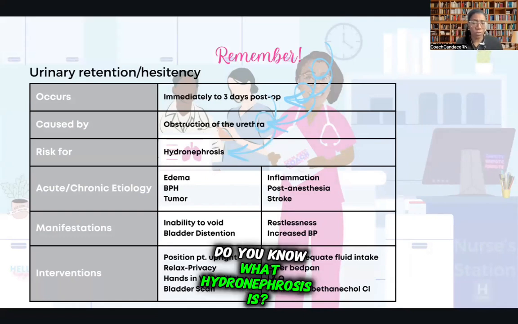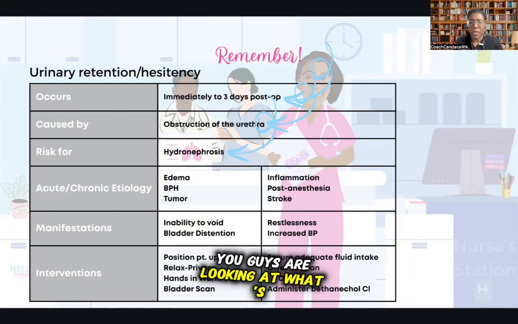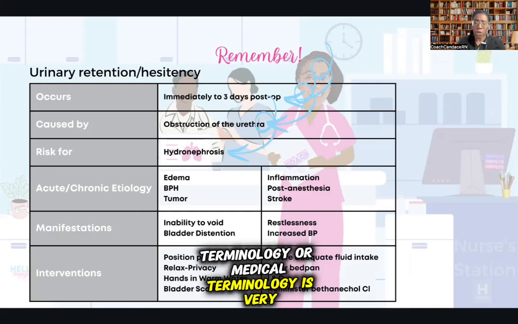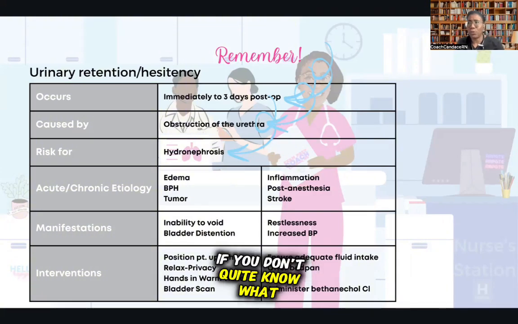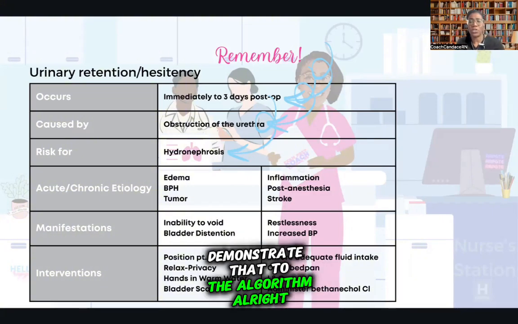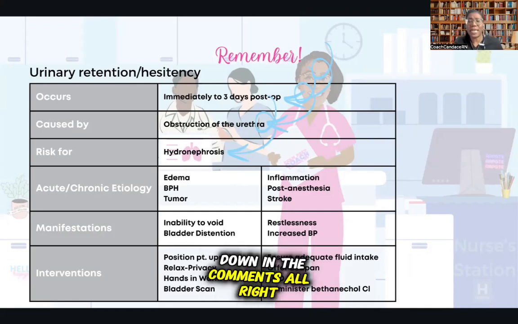Do you know what hydronephrosis is? I don't have time to go over every single concept here, but I want to know that you guys are looking at what's most important about the information that you see. All right. Terminology or medical terminology is very important for NCLEX. If you don't quite know what a term is, it puts you at a bit of a disadvantage for being able to answer those more difficult questions, the ones that you get more bang for your buck with, the ones where you get to finish the test early because you knew what that term meant and you were able to demonstrate that to the algorithm. All right, so hydronephrosis, put what it is down in the comments.